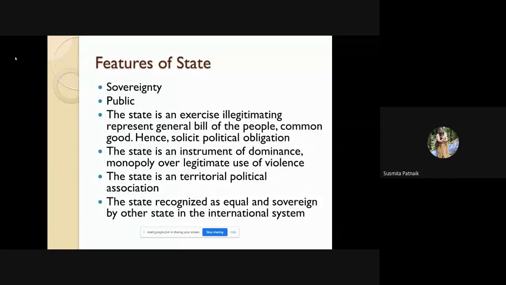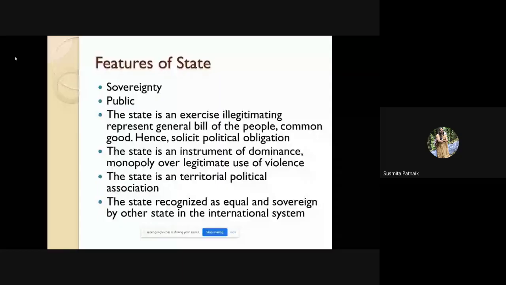The second is the public. Public means the population should be there, and whatever the state does should be in favor of the people, in favor of the general or public welfare. The next one is the exercise of legitimate representation.